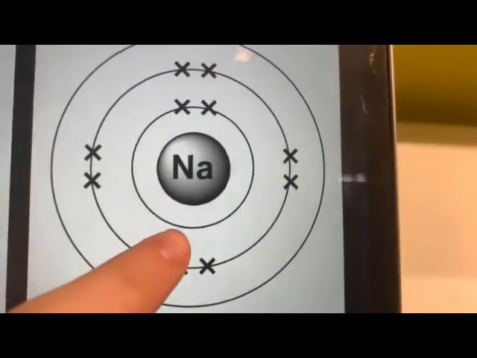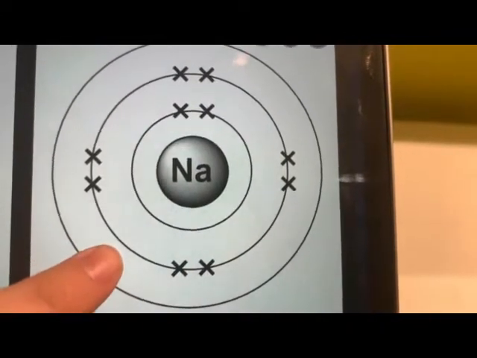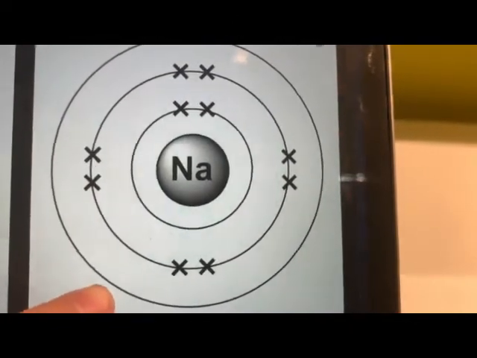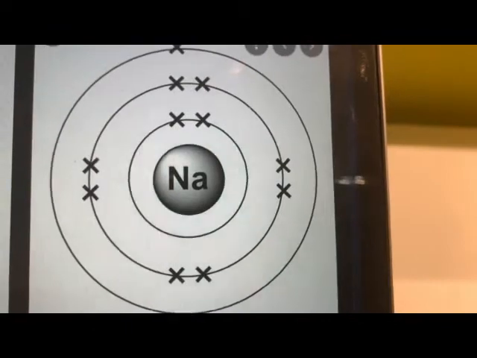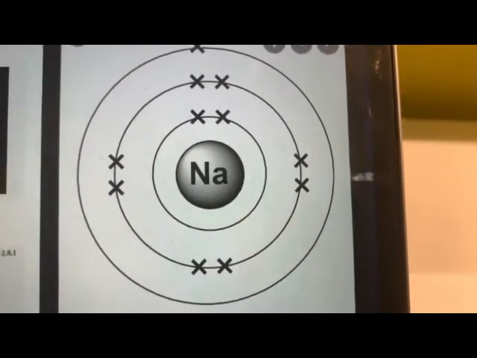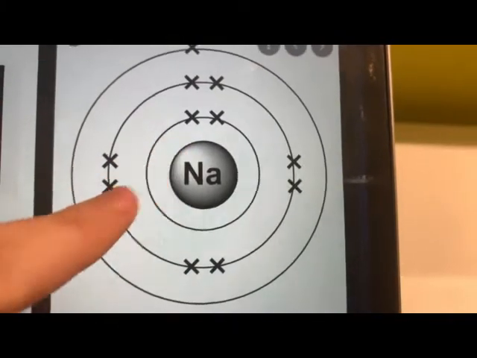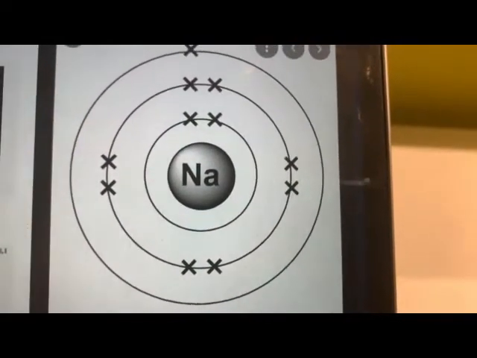So the first shell holds 2 electrons, always. And the next shell holds 8, and the next shell also holds 8. These shells fill up respectively. Sodium here has 11 electrons, so there are going to be 2 in the first shell, 8 in the second shell. 2 plus 8 is 10, and there is going to be 1 left in the last shell.